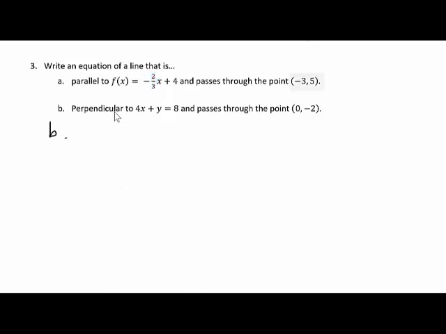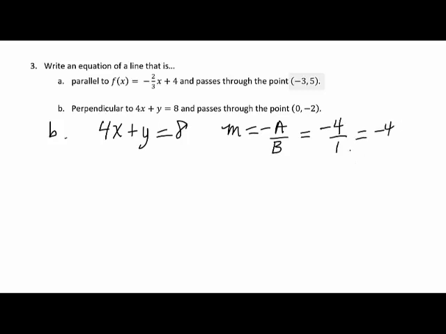Well, in part B, we want to find a line that's perpendicular to this given line, 4x plus y is equal to 8, and passes through the point 0, negative 2. So the first thing we need to do is to find the slope of this given line. And if the given line is in standard form, which it is, one option is just to take the opposite of a over b, or the opposite of the quotient of the coefficients of x and y. So negative 4 over 1, which is just negative 4.